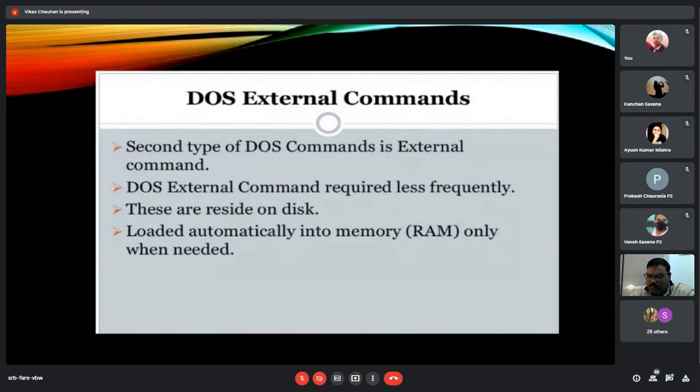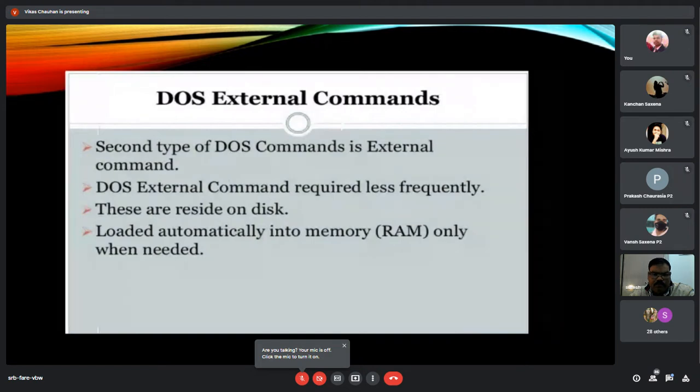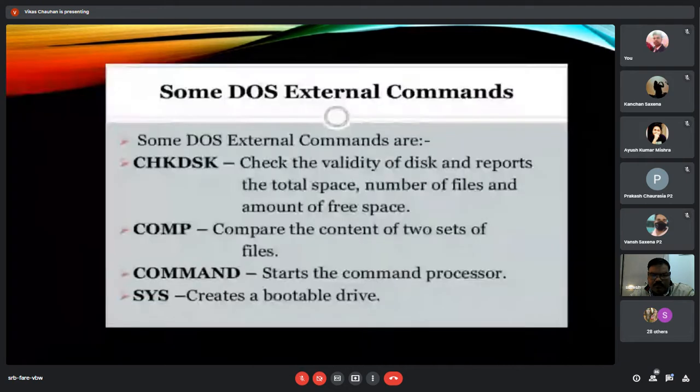The second type of DOS command is the external command. DOS external commands are required less frequently. They reside on disk and are loaded automatically into memory, RAM, only when you need them. Some examples of external DOS commands.